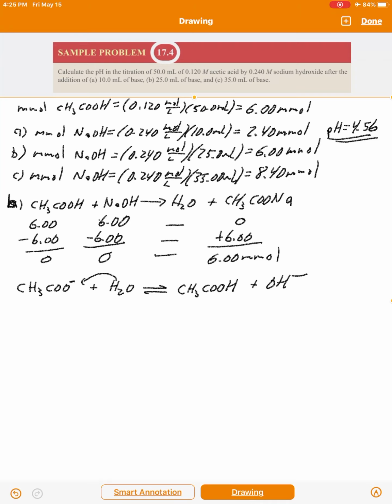Bronsted-Lowry reaction. But to figure out the pH of a weak base, we need two things. We need to know the initial concentration of the base, and we need to know the Kb. So let's find the Kb first.